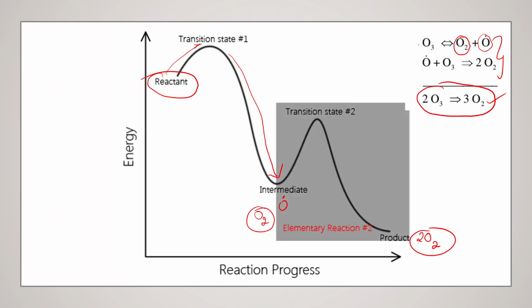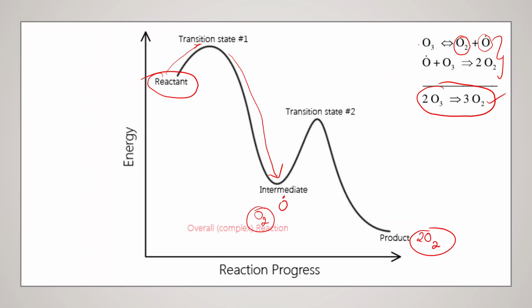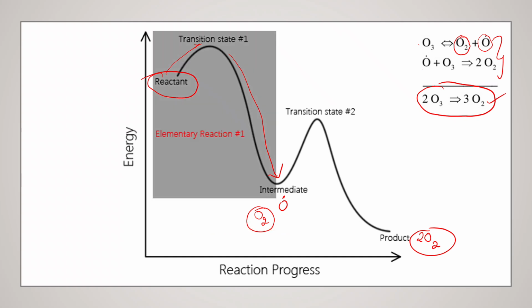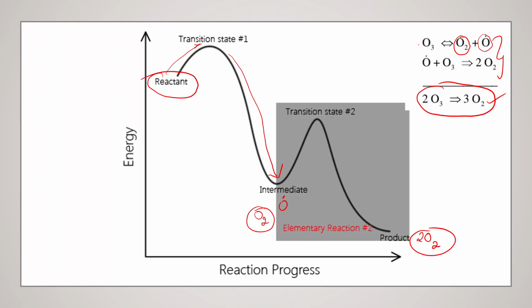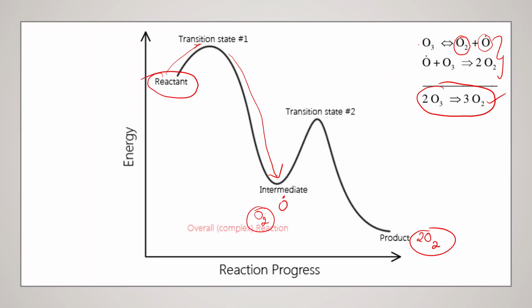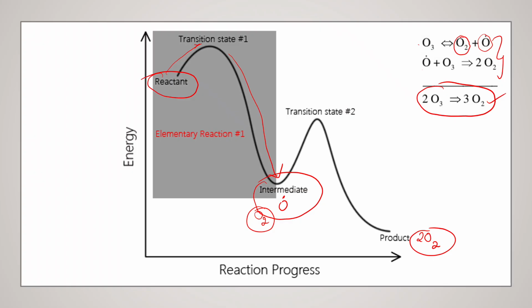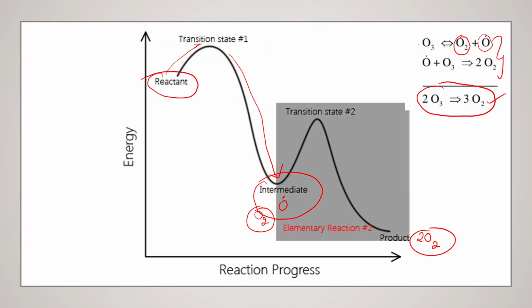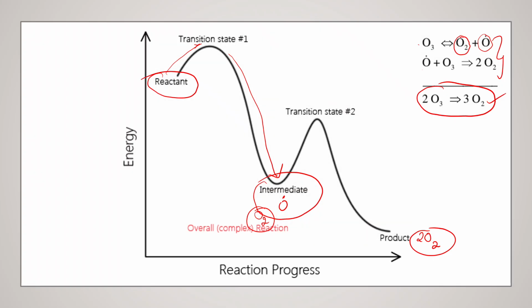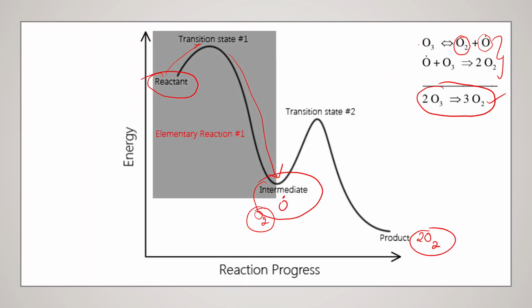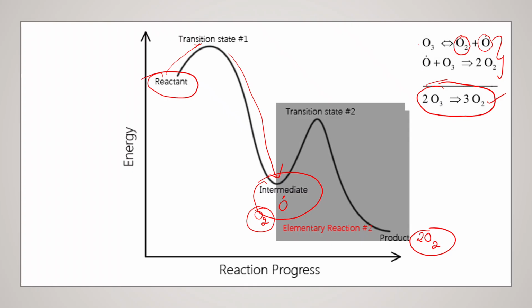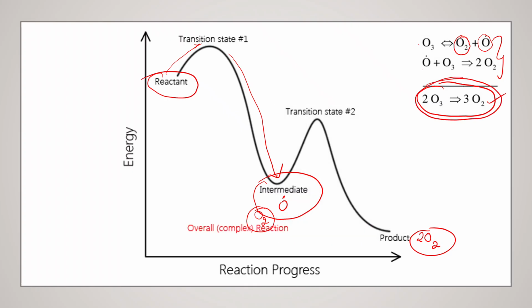In an elementary reaction, there was a single transition state, there was no intermediate. However, here in a complex reaction, you have multiple transition states and you have an intermediate. Please understand that an intermediate is relatively more stable than a transition state, as you can probably guess by looking at the potential energy, but it is not the final product. So it does not appear in the overall chemical equation.